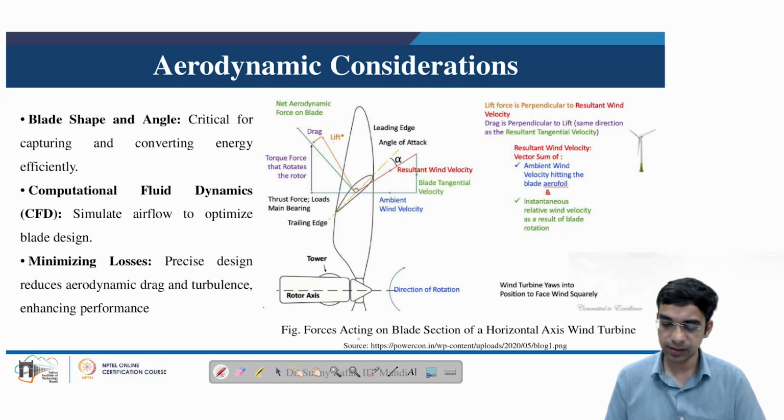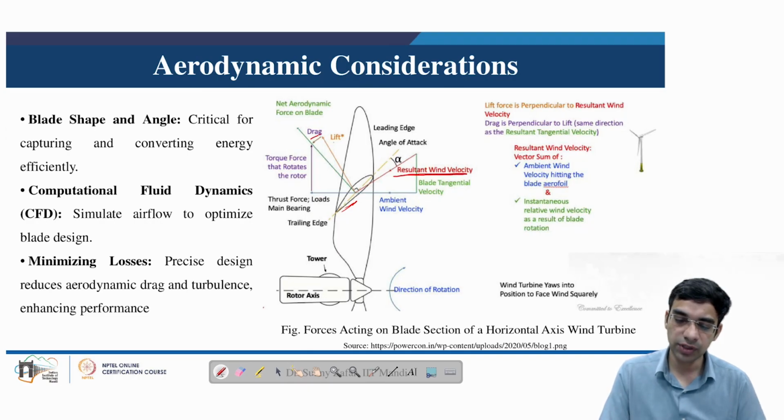If you look at this schematic, we can see one blade of the wind turbine, and the cross section of the blade is shown as the aerofoil shape. Here the shape of the blade is designed such that the resultant wind velocity is maximized and the drag force is minimized. And this resultant wind velocity creates the torque force which rotates the rotor.